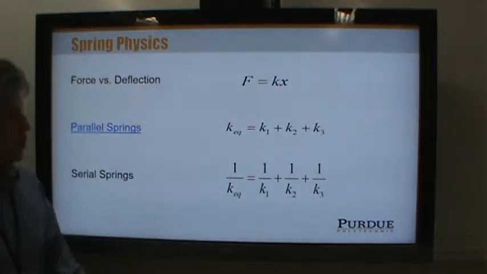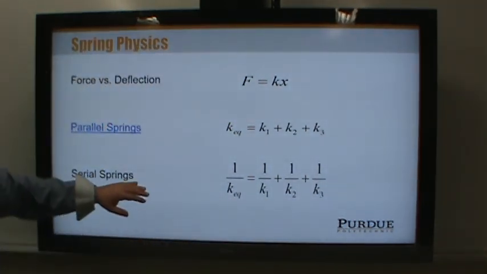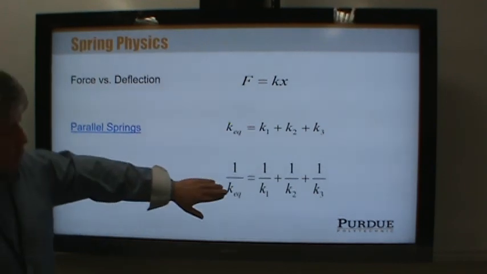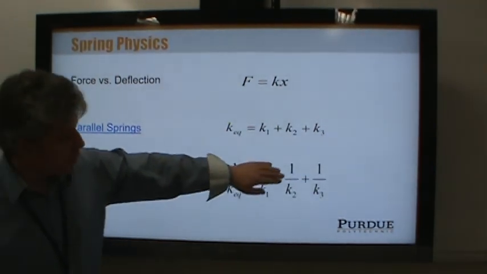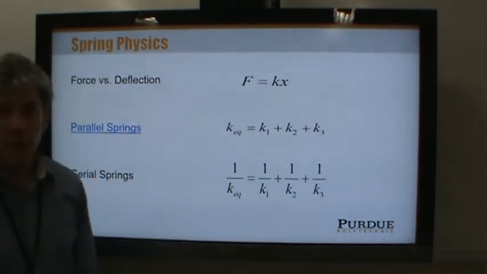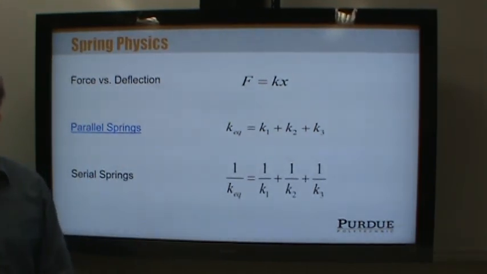You've probably seen these equations. For serial springs, or springs in series, to get the effective spring constant, you take 1 over the sum of the inverses of all the spring constants together.